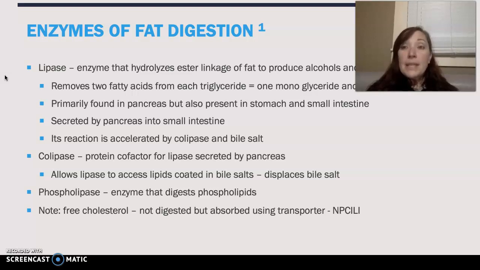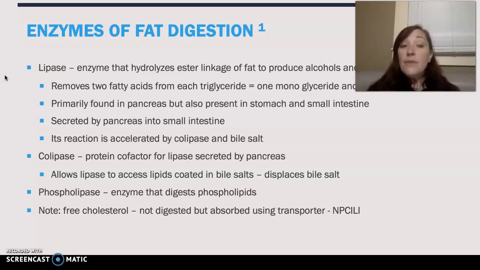So colipase is actually a protein cofactor for lipase. It is also secreted by the pancreas, and what it does is, since the lipids are being coated by the bile salts, the colipase actually displaces the bile salts, giving the lipase better access to the lipid underneath.